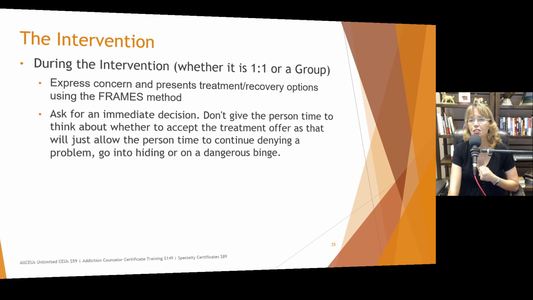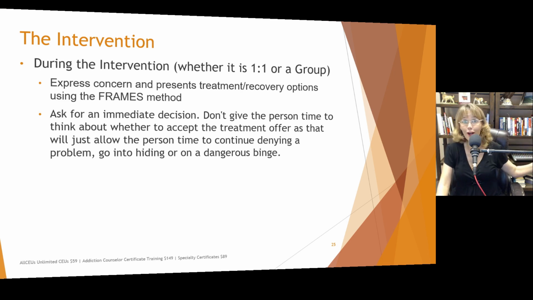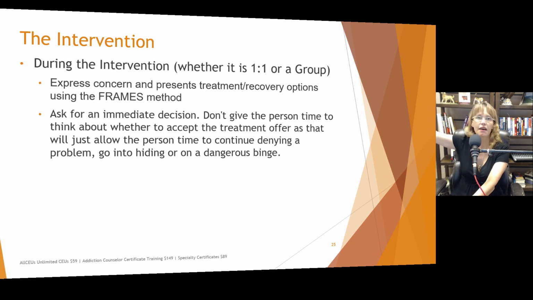During the intervention, it's important to express concern and present treatment and recovery options using the FRAMES method. Let them know that, okay, these are your options. You don't have to go to residential. If you would agree to start going to 12-step meetings or SMART Recovery meetings every day and whatever the other demands are, then that's cool. But it's important to have minimum requirements for what the person needs to do, as well as up to and through the highest level of treatment that they may need. So, okay, they're not ready to go to residential. What are they willing to do?